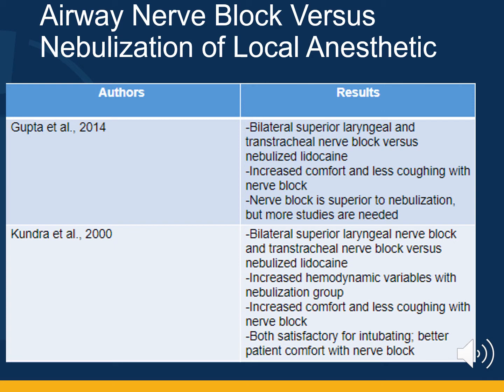Comfort was significantly increased for those in the airway nerve block groups. Statistical significance was achieved in Gupta, Kundra, and Mathur. Although all studies addressed comfort, their definitions of comfort differed. 3 of the studies, including Gupta, Kundra, and Mathur, reported less coughing in the nerve block group.